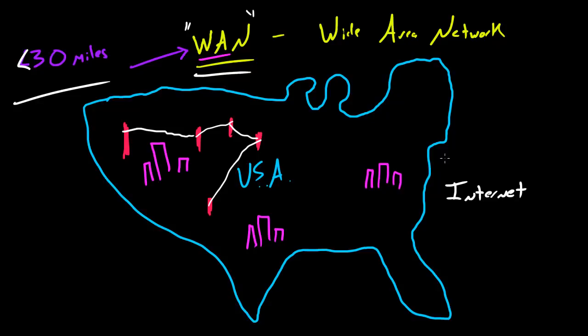So a WAN, you can remember the internet, and you remember that nothing is bigger than a WAN. It's the biggest computer network you can get, and of course the internet, in case you haven't heard of it before, is the most famous computer network.